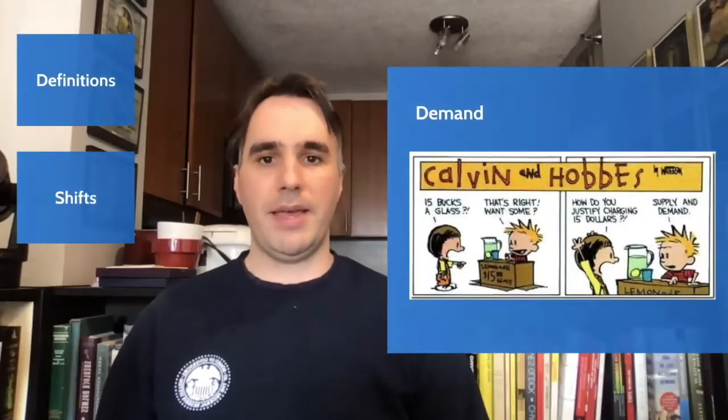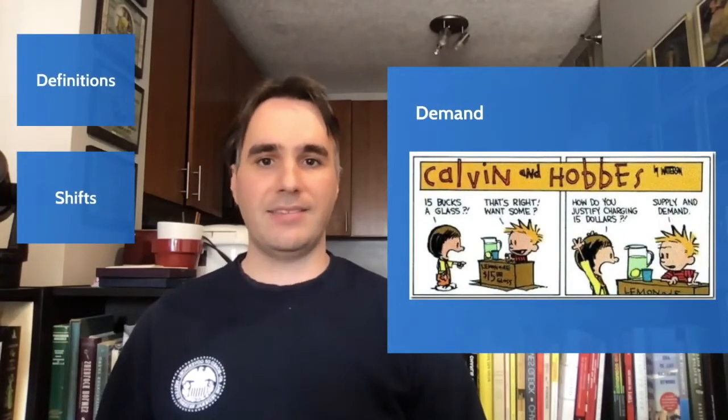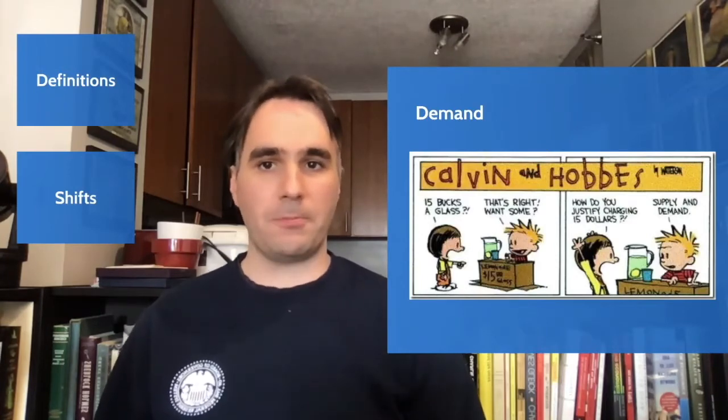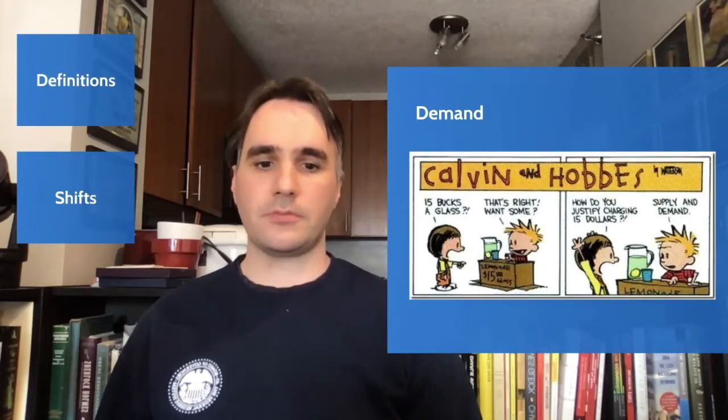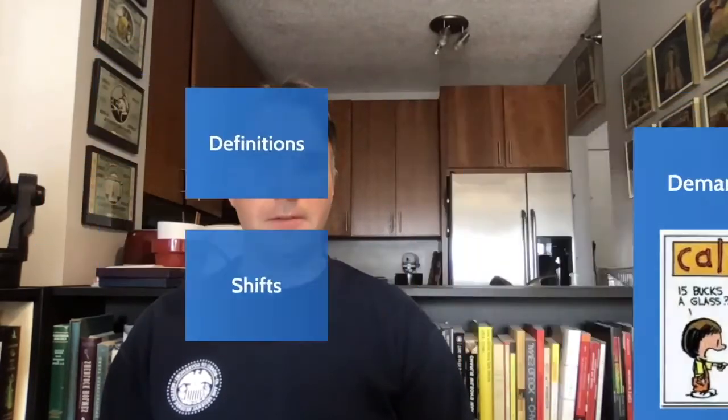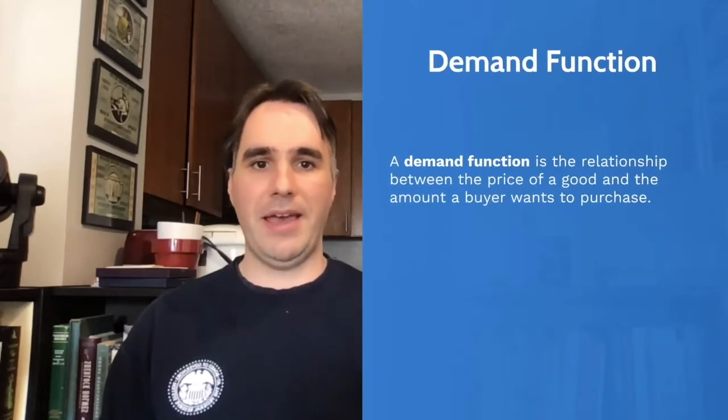So now let's start talking about demand. Remember, demand is the buy side of the market. In a market, the people demanding are the buyers. And so the information we get here is essentially going to be characterized in what we call a demand function.